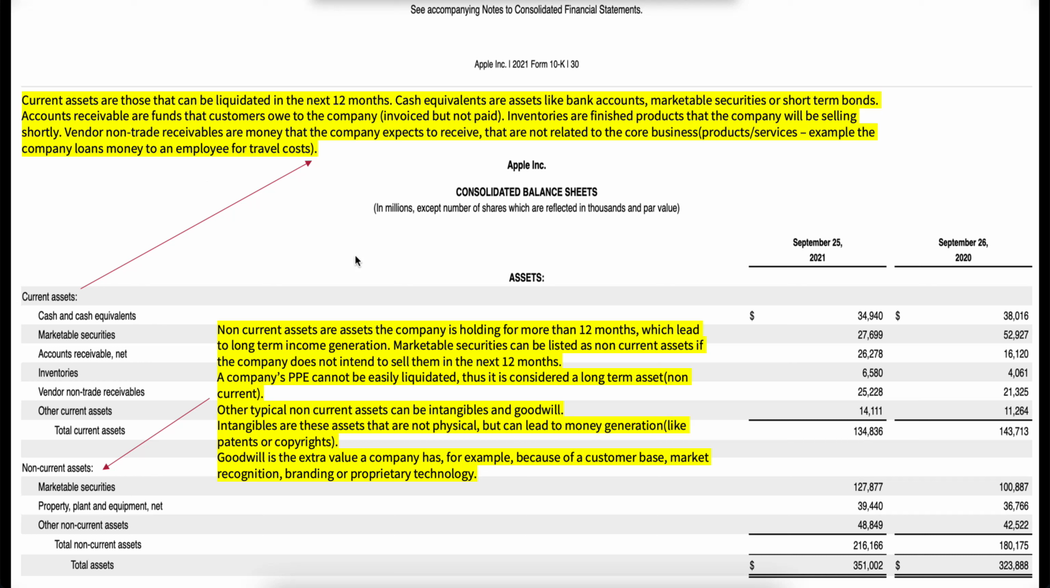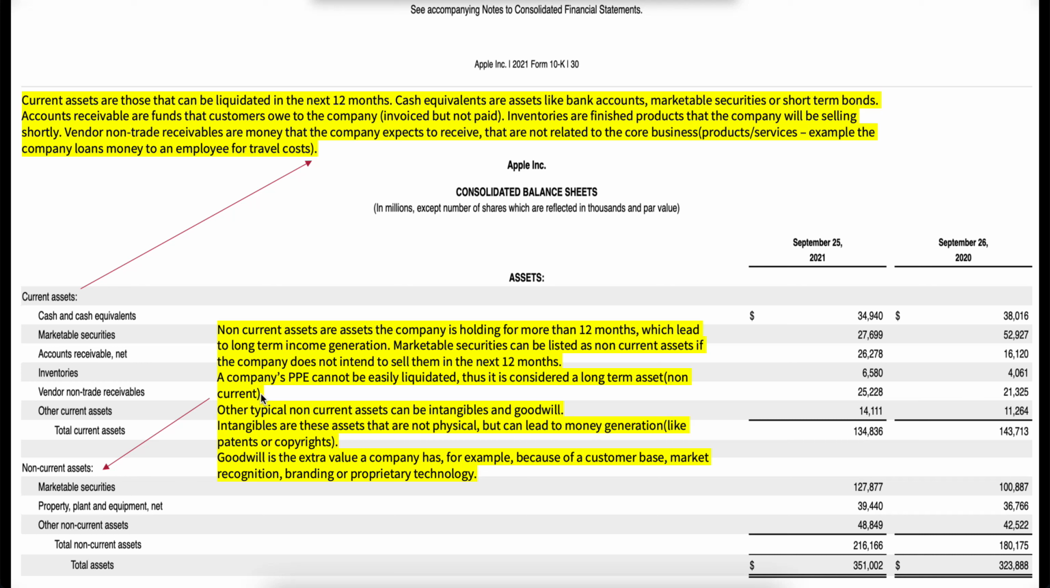An example could be the company lending money to an employee for some travel costs that it's expecting to get back. Non-current assets, on the other hand, are those that the company is holding for more than 12 months, and this can lead to long-term income generation. For example, marketable securities appear in both non-current and current assets. The difference is that these ones are short-term, while these ones are assets that the company is not intending to sell in the next 12 months, even though they can.